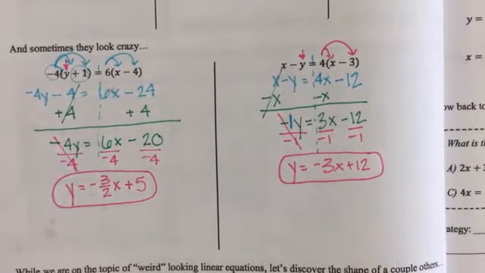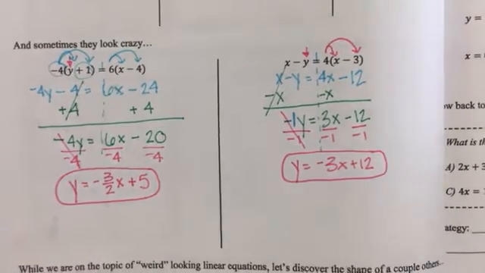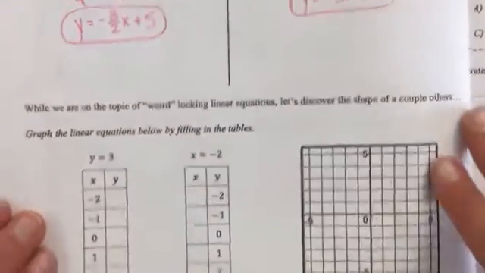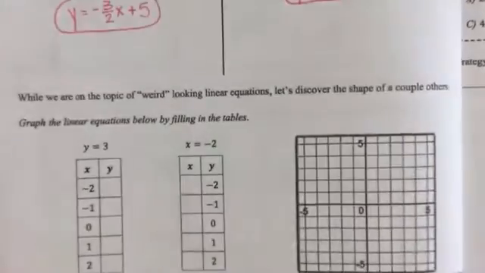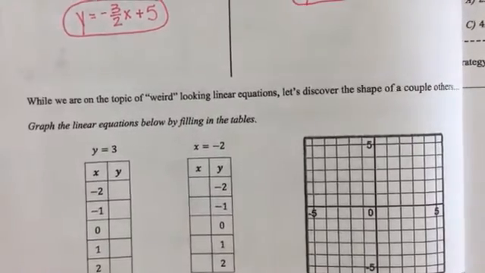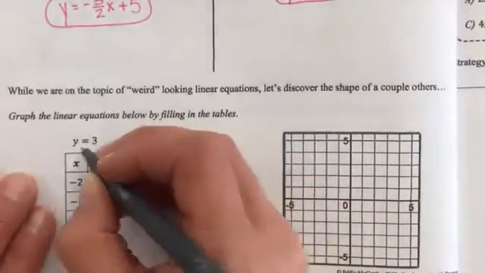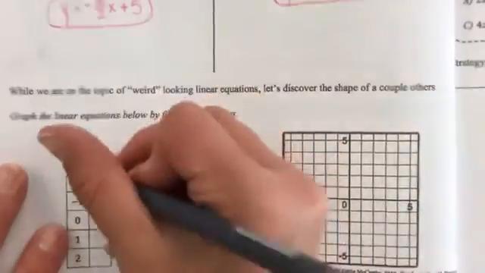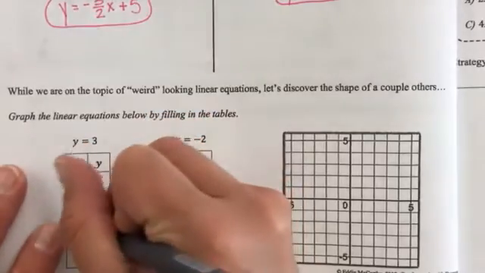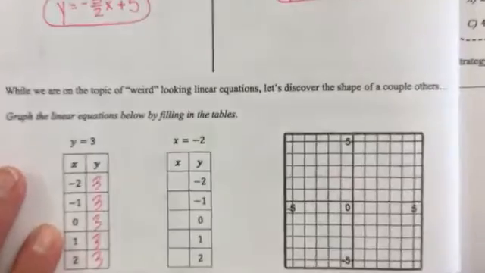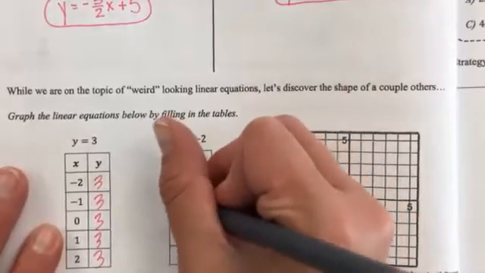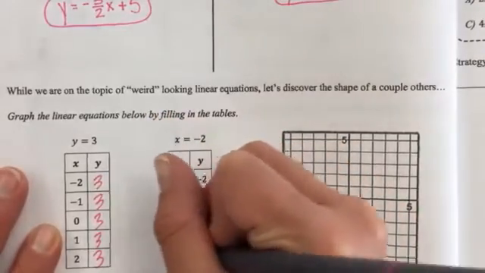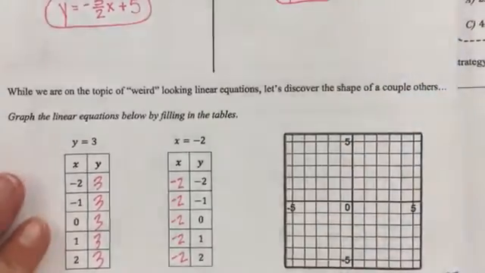Okay. Last little thing, it says while we're on the topic of weird looking linear equations, let's discover the shape of a couple others. So graph the linear equations by filling in the tables. Now really quick, if you have a y equals 3, what that means is that every y is 3. If you have an x equals something, that means that every x is, in this case, -2.